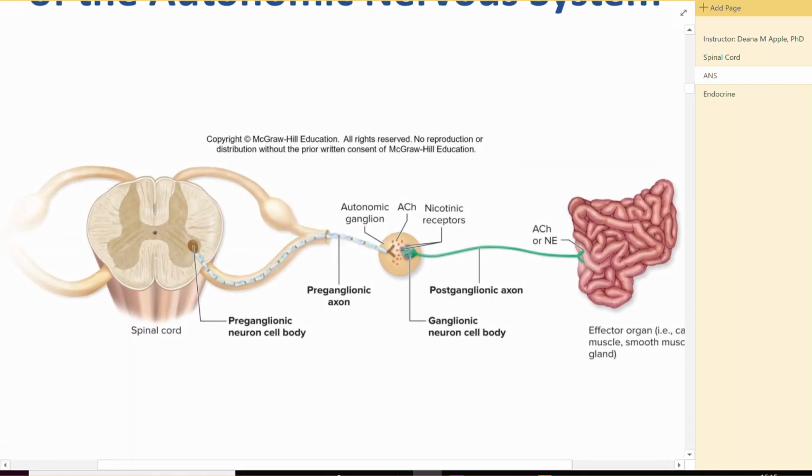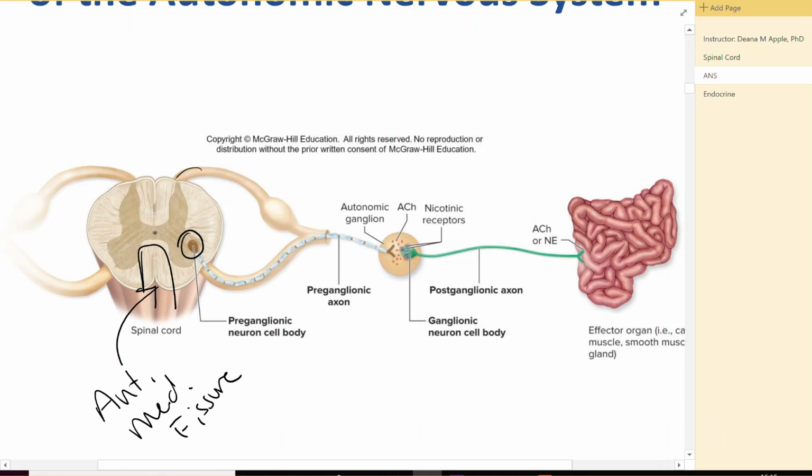Okay, so here's where your preganglionic cell body originates, in this anterior horn of the spinal cord. Remember, here's your landmark. What is this called? On the screen, I just drew it. What's that? Anterior median fissure. So always find that.